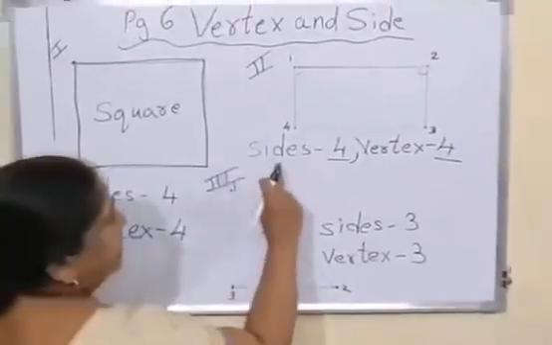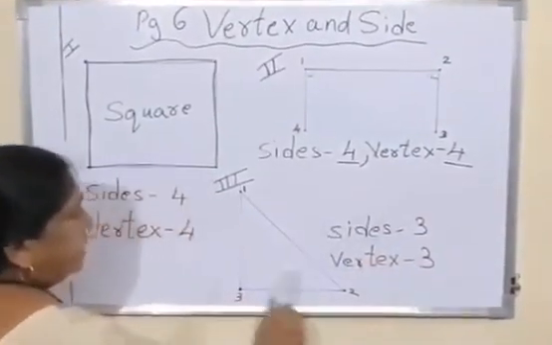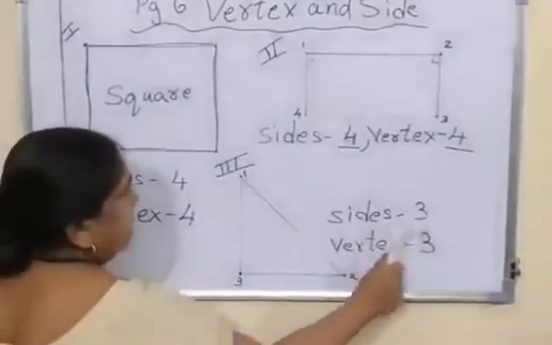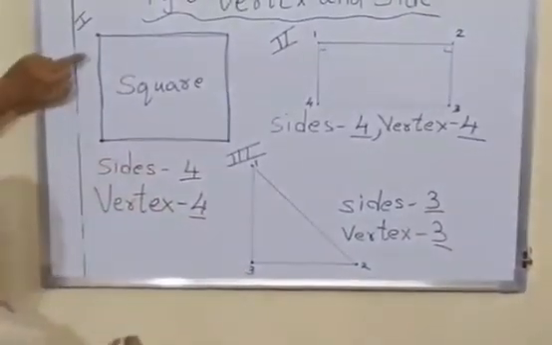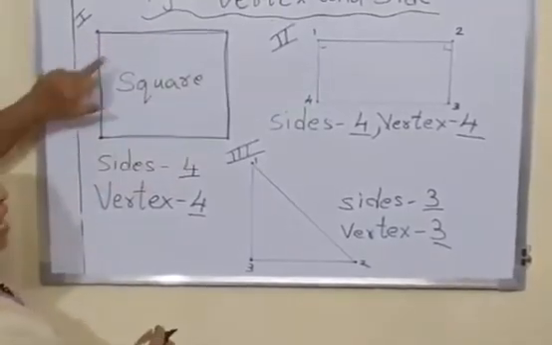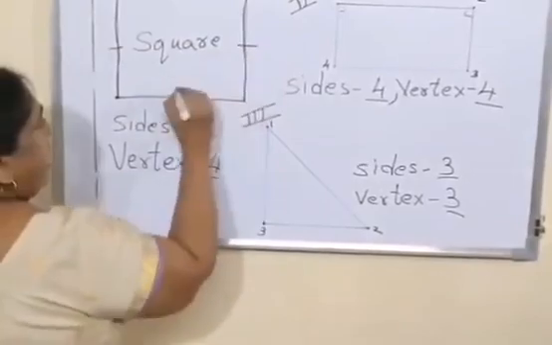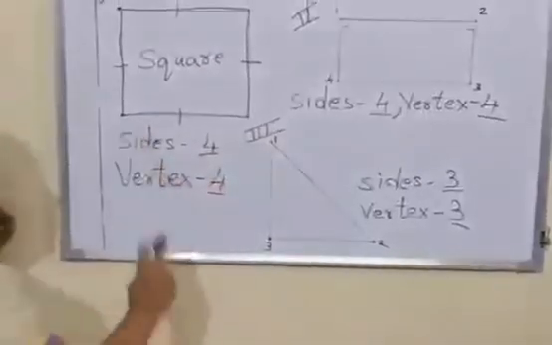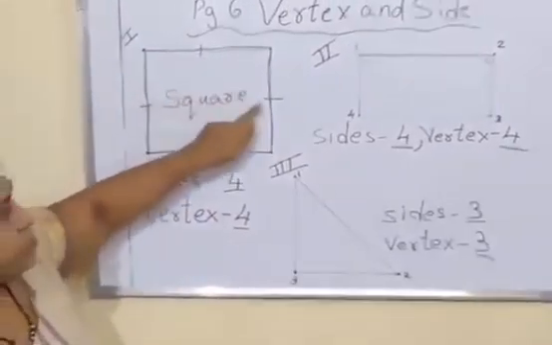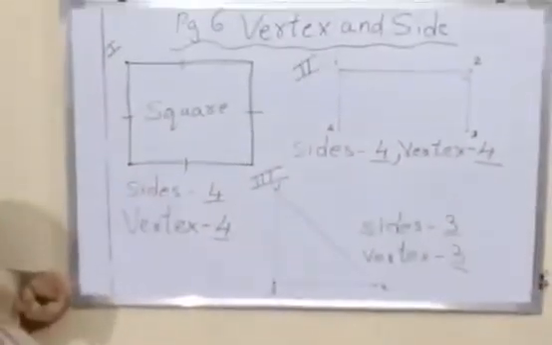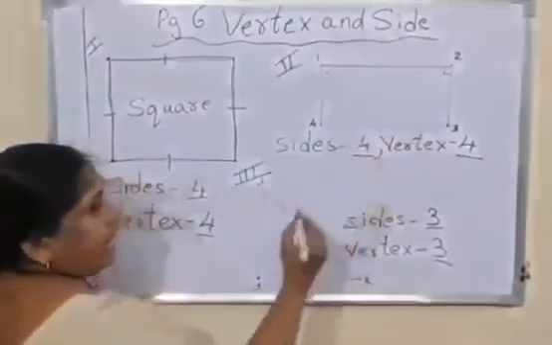And the rectangle has 4 sides and 4 vertex. And triangle has 3 sides and 3 vertex. Now in the square, if you see, all the sides are equal. The square, this side, this side, this side and this side, all the 4 sides are equal. Suppose this is 2 centimeter, then this will also be 2 centimeter, this will be 2 centimeter and this will also be 2 centimeter. Whereas in rectangle, the opposite sides are equal.